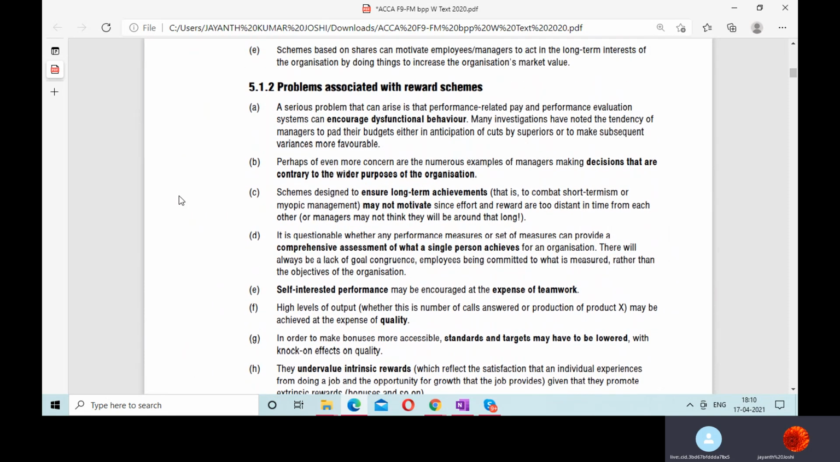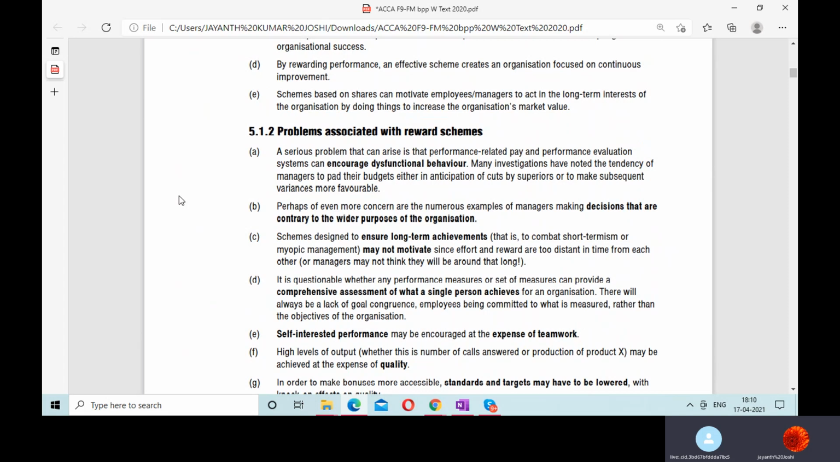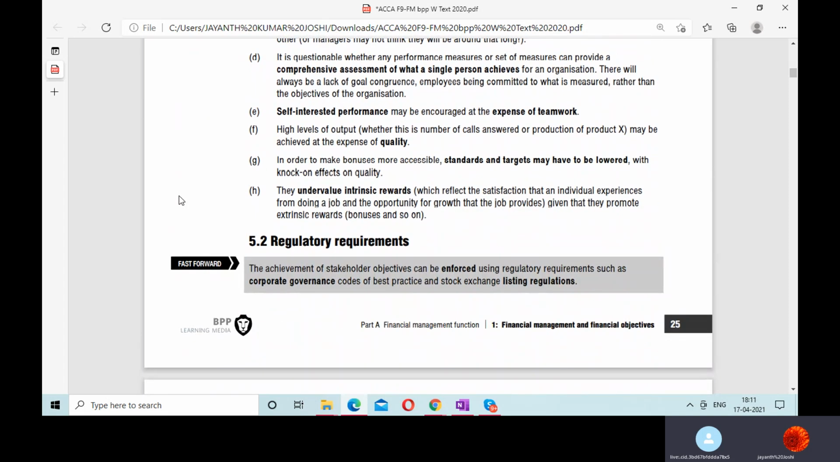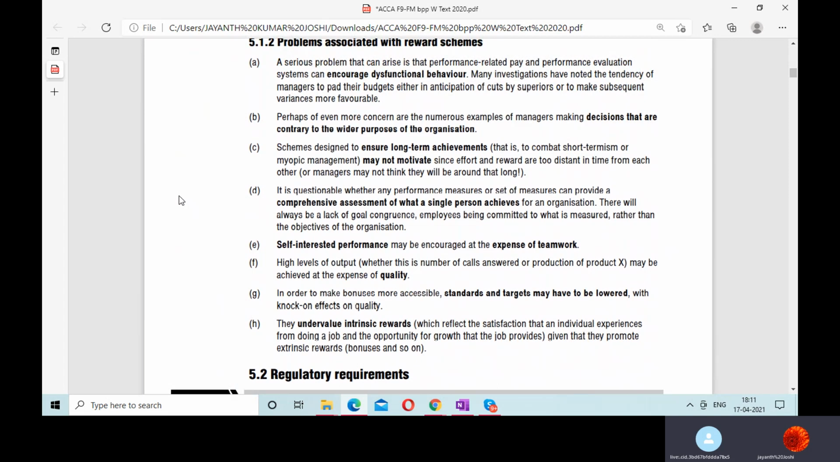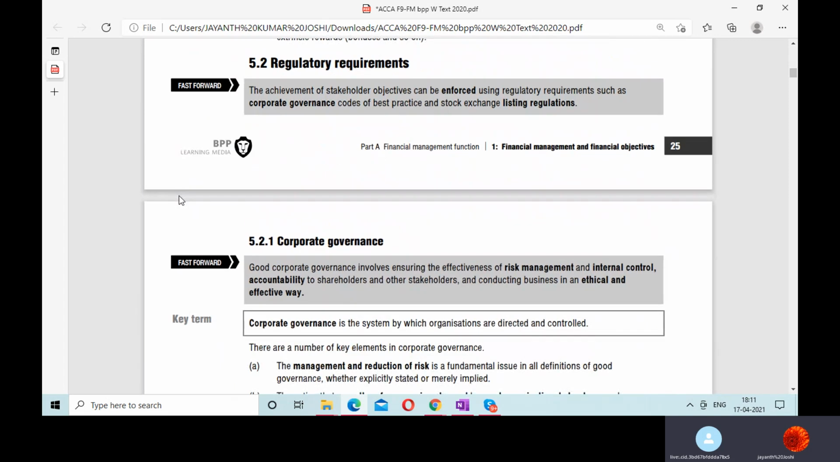These are theory, you can read them. What I said, you'll understand the same thing in this. Then comes the regulatory requirements. The achievement of stakeholder objectives can be enforced using regulatory requirements such as corporate governance codes.